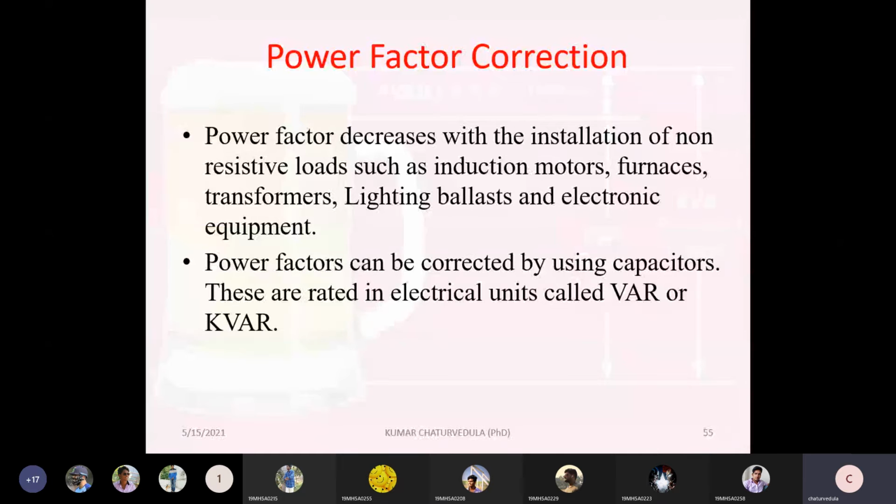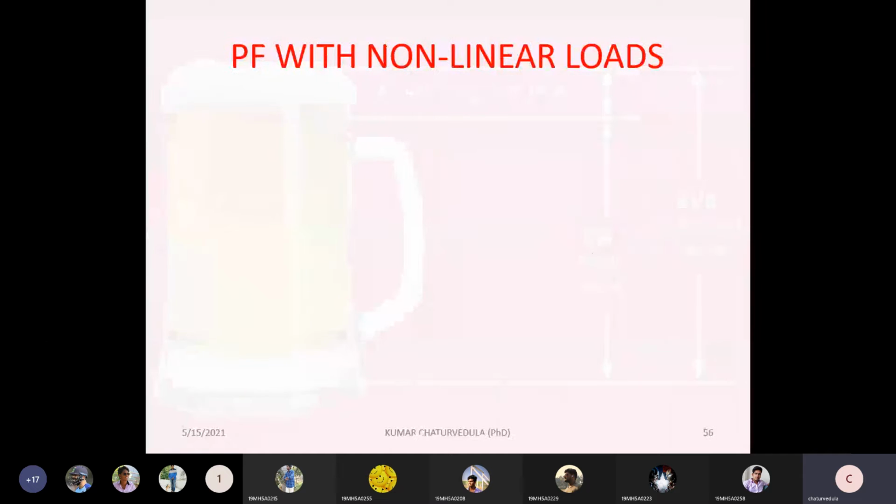Power factor decreases with the installation of non-resistive loads such as induction motors, furnaces, transformers, lighting ballasts, etc. These are all lagging loads, so because of their installation, your power factor starts decreasing. For that purpose, we use capacitors for correcting it. That was the case for linear loads.